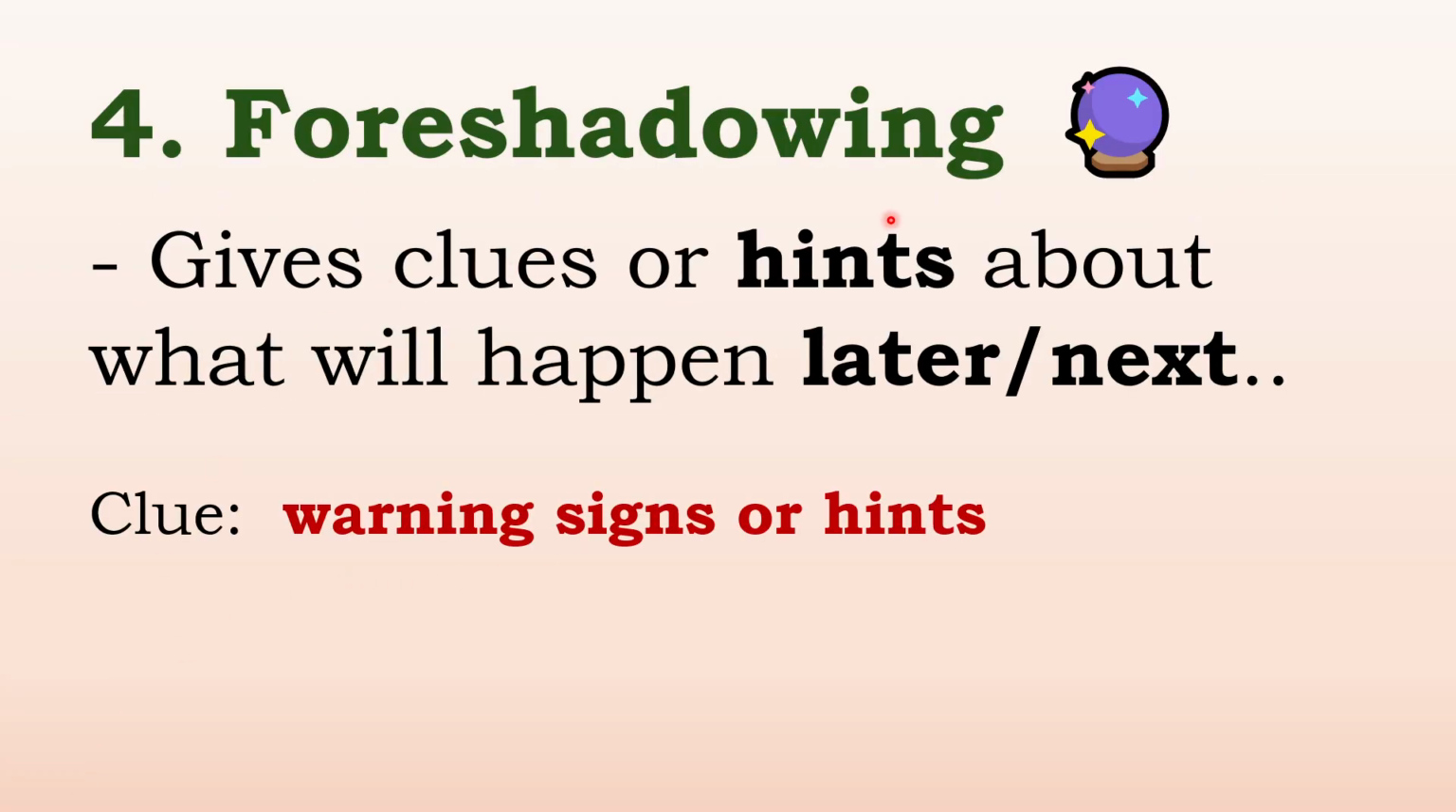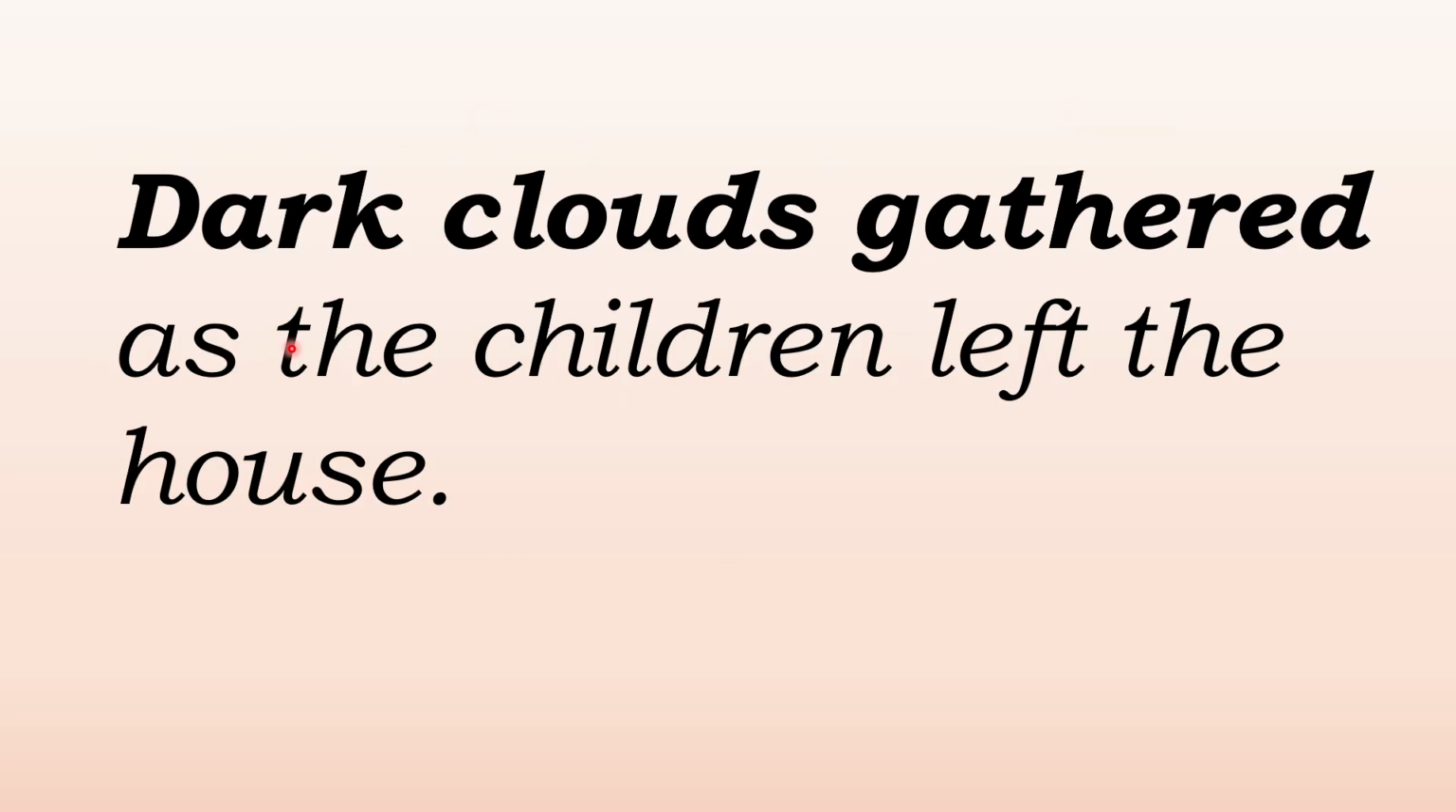Next is foreshadowing. It's like fortune telling. It gives you a hint on what will happen next. So when you see warning signs or hints, that is foreshadowing. In this sentence: Dark clouds gathered as the children left the house. So when you have dark clouds and then people are leaving, it gives you a hint that most probably rain will come or something will happen about a shift in the weather.